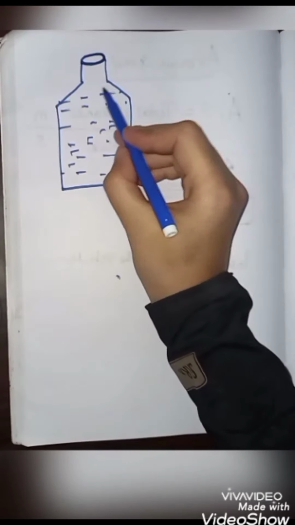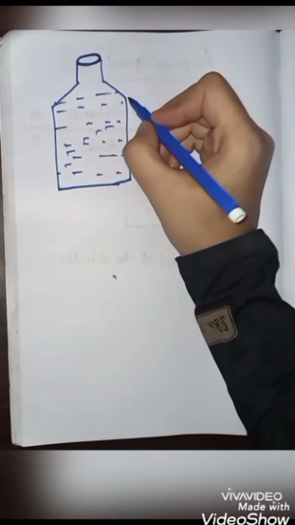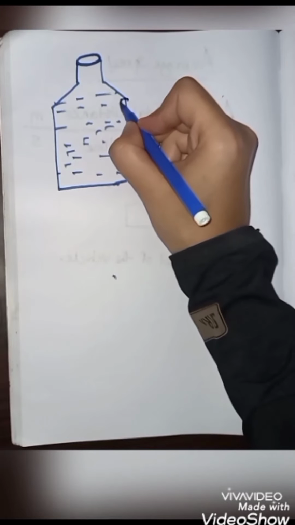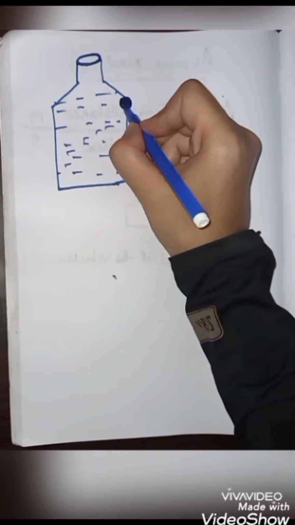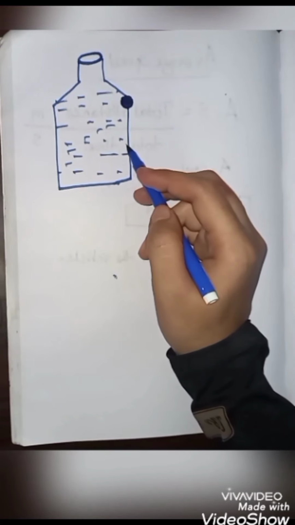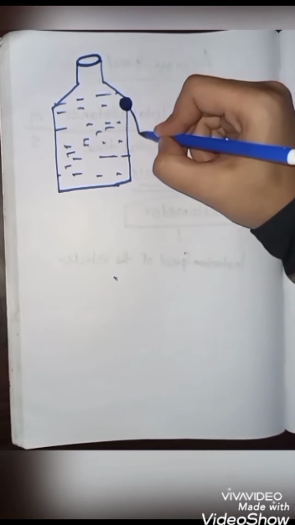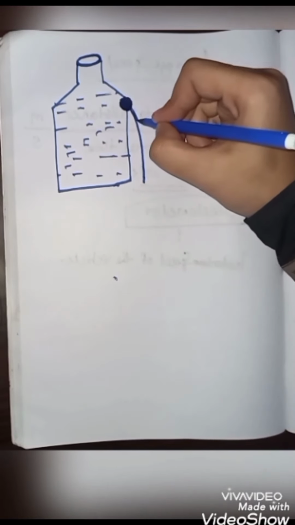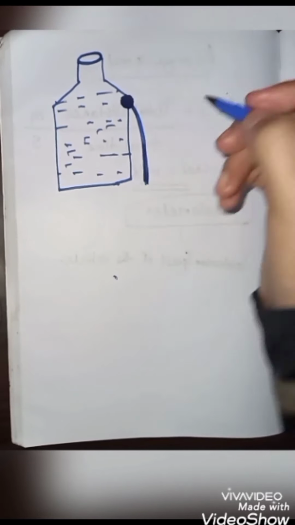Then suppose first I am going to make some holes in the walls of this bottle. First I am going to make a hole at the top of the bottle. Here I am making a hole. Then what will happen? The water will fall through this hole. Here the water will fall downwards through this hole.